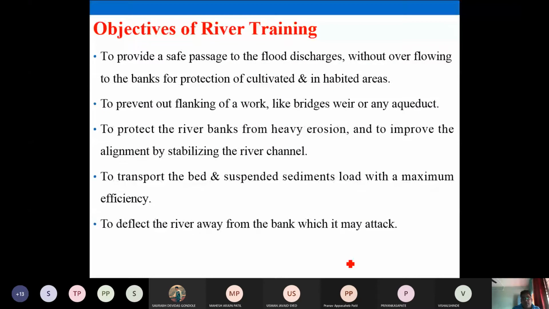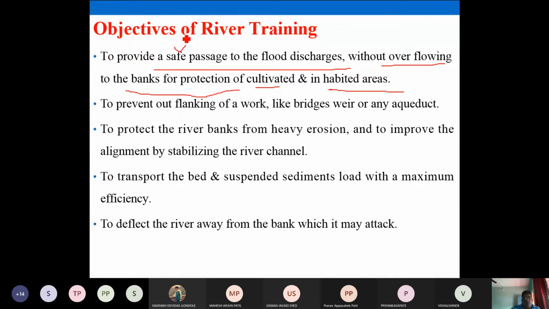What are the objectives of river training? Yesterday we saw a few of the objectives in a different way. But as per your university pattern, and for attempting the exam, you need to understand the objectives of river training. The first objective is to provide safe passage to the flood discharge without overflowing the banks, for the protection of cultivated and inhabited areas. So safe discharge is very important.